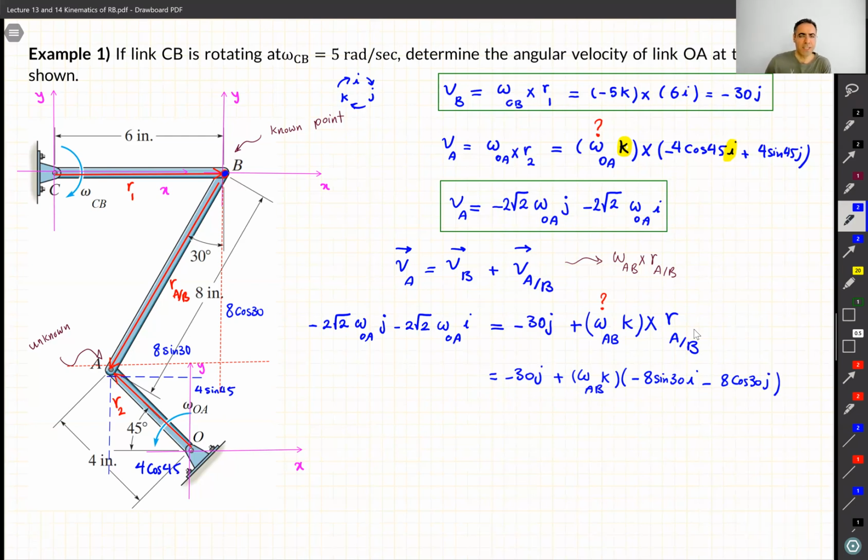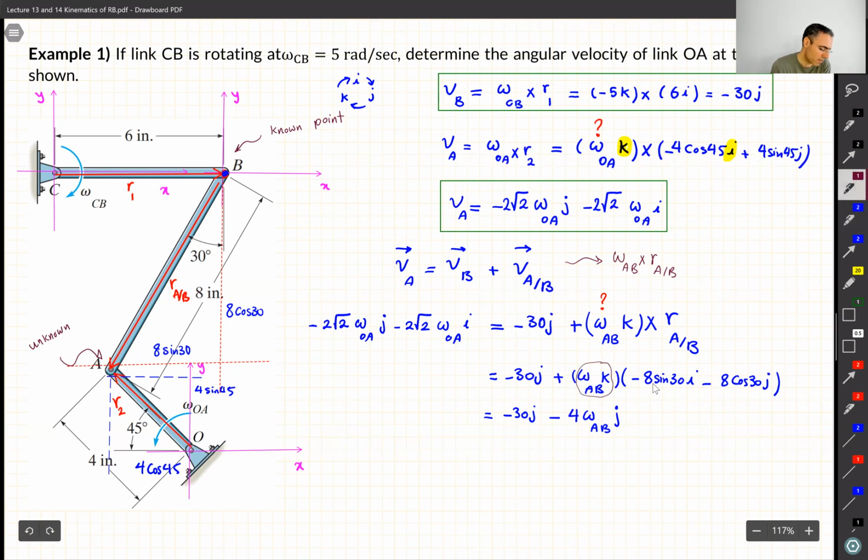So see, this is not really difficult. It just requires paying attention and seeing what is negative, what is positive. And the rest is just simple math, right? You just simply multiply these guys together. Let's do that and see what we would get. Minus 30J plus, now let's carefully calculate this guy. K multiplied by I gives me J, and I have a negative. This time, be careful, it is 8 sine 30, and sine 30 is half. It gives me minus 4 omega AB, which I don't know. K multiplied by I, we just said, gives us J. Right? So I multiply this guy by this guy.